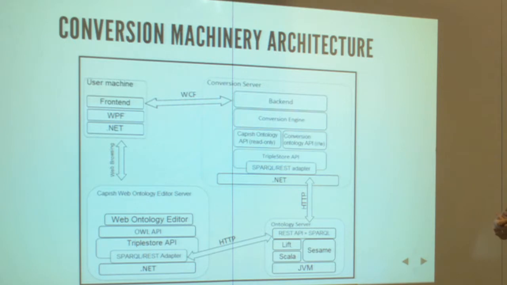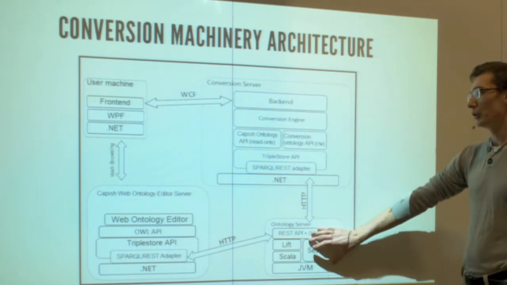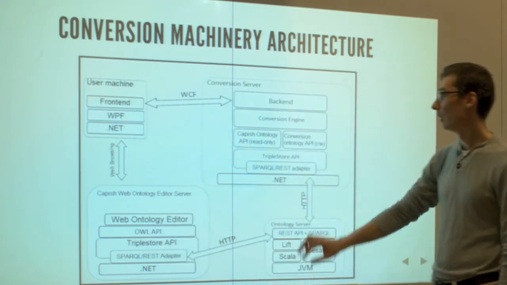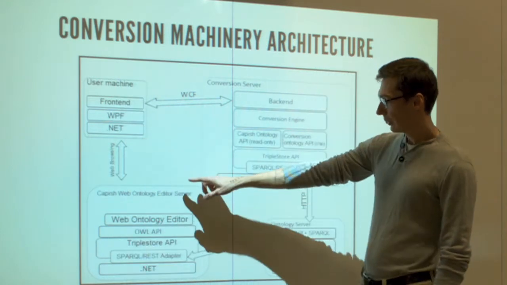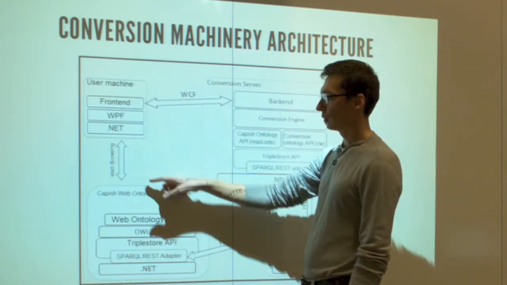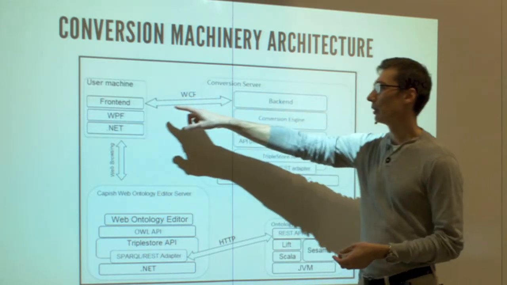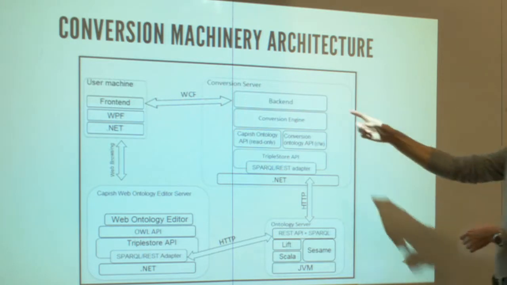We have 3 dedicated application servers. They don't have to be different machines, but these are different server applications. There is this ontology server, which is talked to by the ontology editor server and the conversion server. Then we have the user machine, from which you can edit the ontology via web or run the conversions. Here we don't use web, we use .NET infrastructure, so the protocol is Windows Communication Foundation.